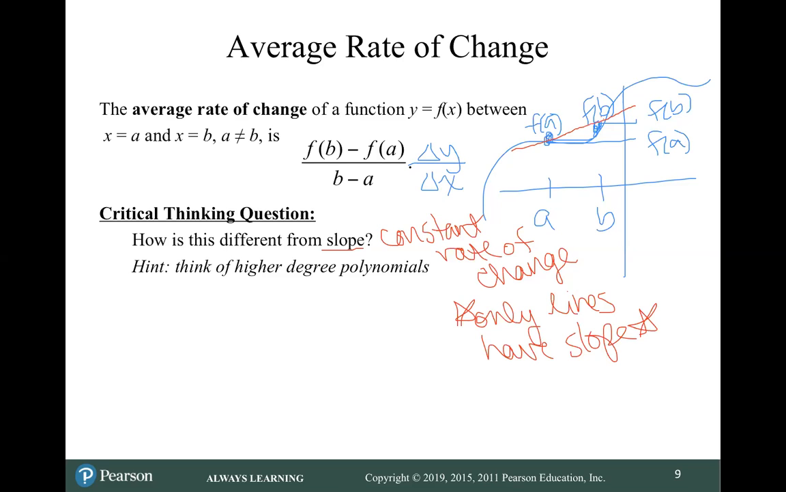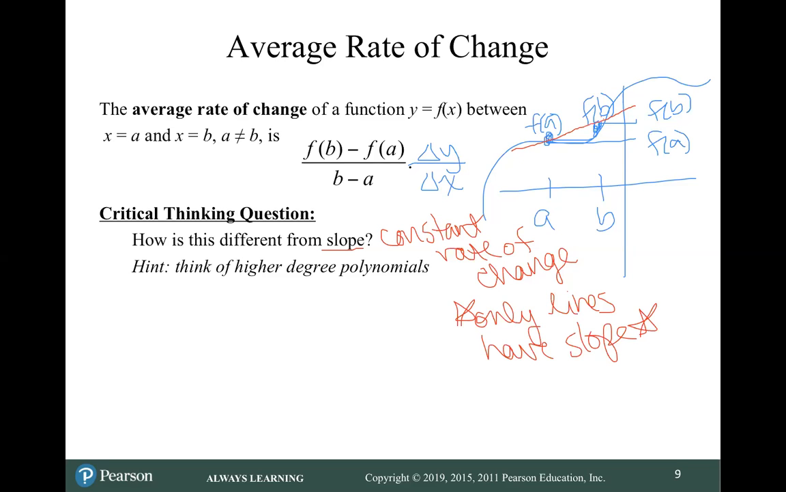Only lines have slope. Any other function that you find this for, it's always just called an average rate of change. This is very important for calculus, to know the difference between a slope and an average rate of change.